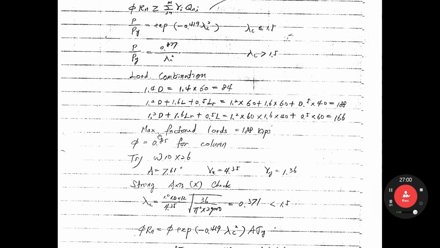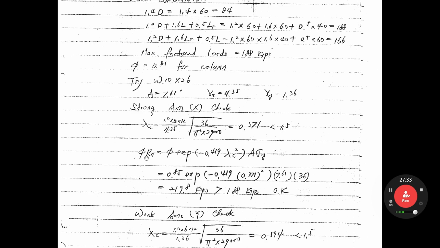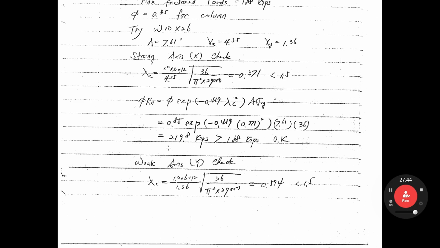For a column, we have to use phi equal to 0.85. So try W10 by 26. We have A, gamma x, gamma y, the radius of gyration. If we calculate the strong axis, lambda c can be calculated as 0.371, which is less than 1.5. That means inelastic column. So phi Rn equals phi times the exponential expression. If you input these values here, you can get 220.8 kips. It is greater than 188 kips, so it's okay.